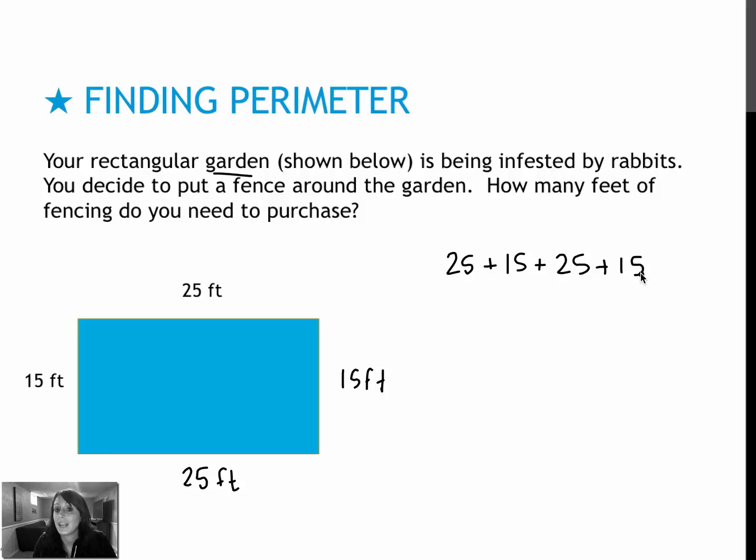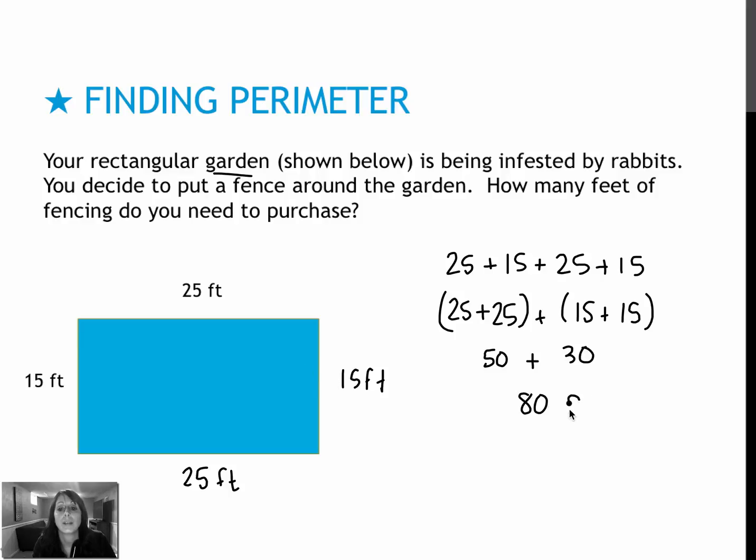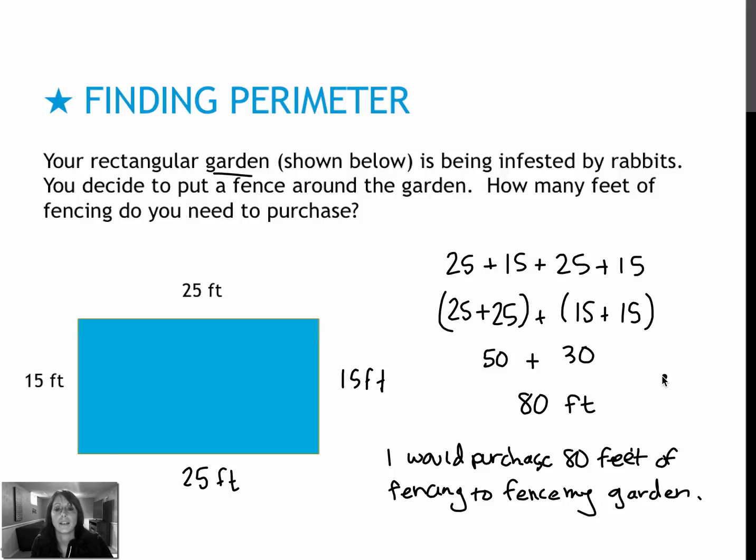Again, I could have written that in any order that I wanted. It might be easier to write it so that the 25s are together and the 15s are together. 25 plus 25 is 50. 15 plus 15 is 30. If I add those together, I get 80, and make sure that I label with feet. Again, this is a story problem, and so I should write, I would have to purchase 80 feet of fencing to fence my garden. And that is my final answer.